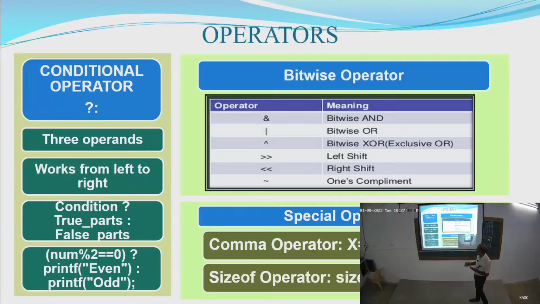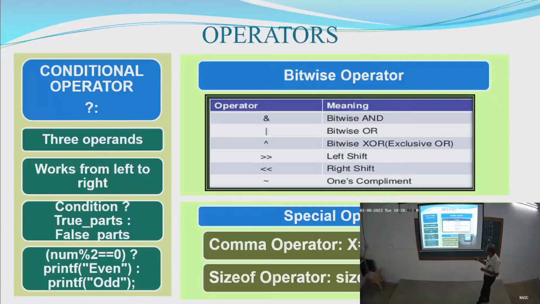And the next one is special operators, that is comma and colon. These are called special operators. Suppose we need to declare more than one variable of the same type, we use commas. The variables of the same type are separated by using commas. That is called a special operator. Comma is one special operator.